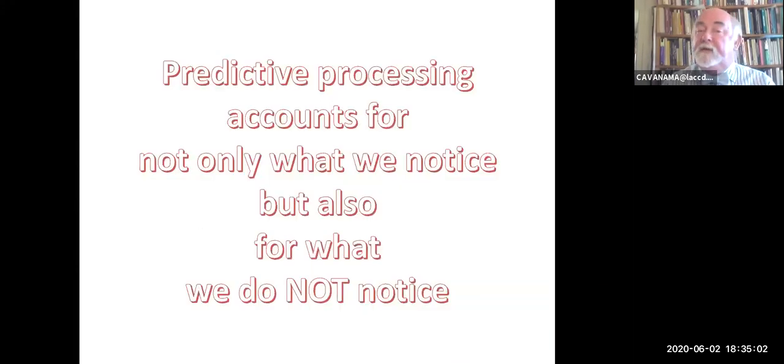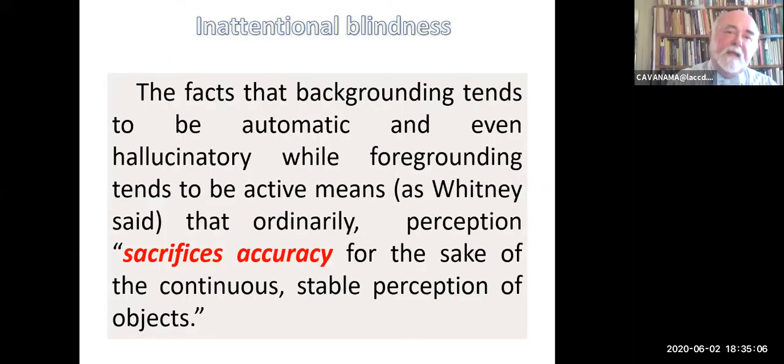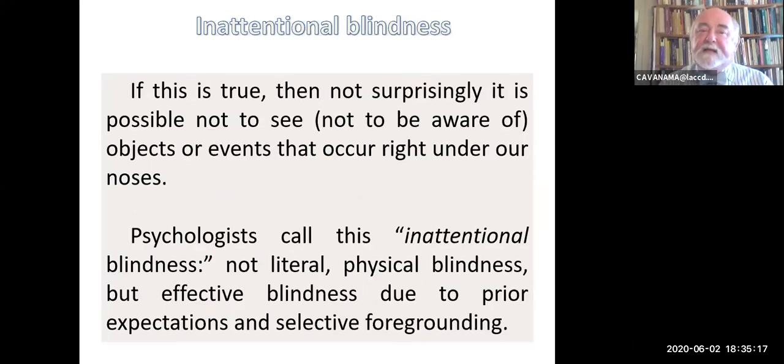Predictive processing accounts for not only what we notice, but also for what we don't notice. There's a phenomenon psychologists call inattentional blindness. Inattentional blindness is a form of psychological blindness, not physical blindness, in which it's possible not to see objects that are right in front of our nose, or not to be aware of objects which are right in front of our nose. You know, Bacon says to us, look in front of your bloody nose, countless is Aristotle's teeth. But sometimes we fail at doing that even when it's right in front of our nose.